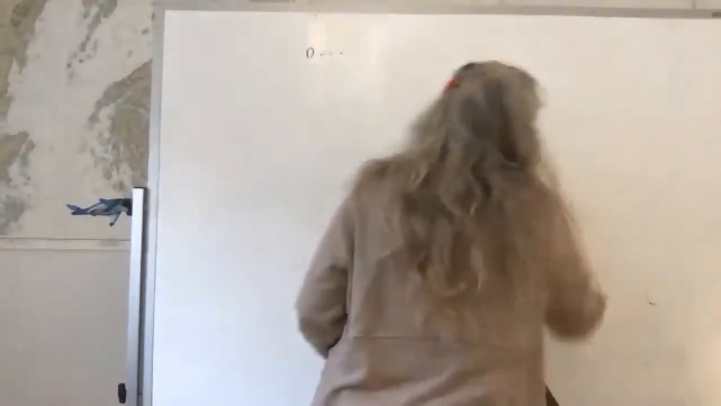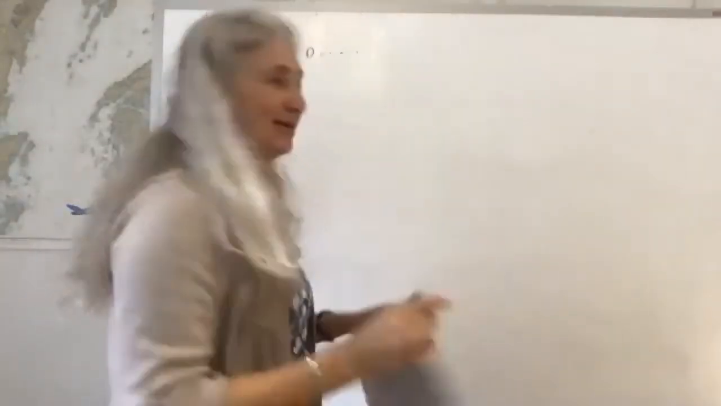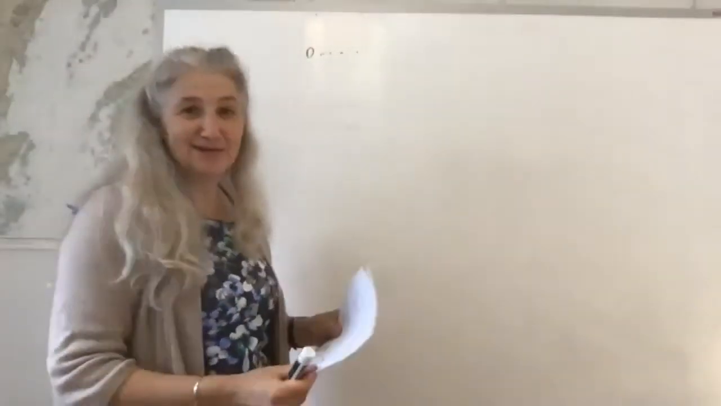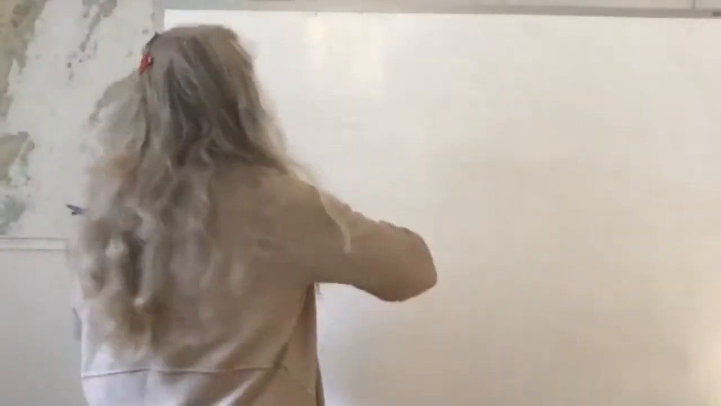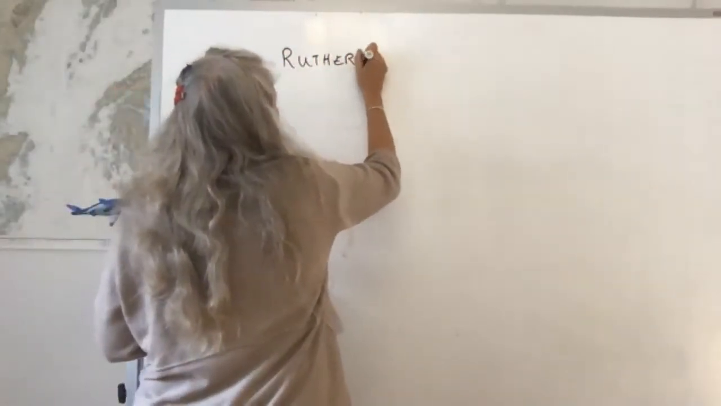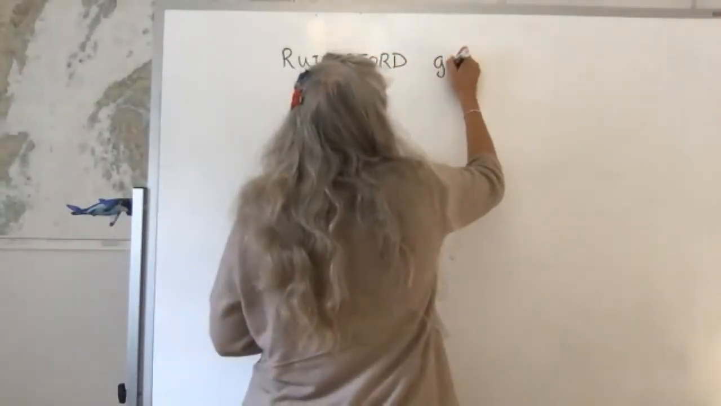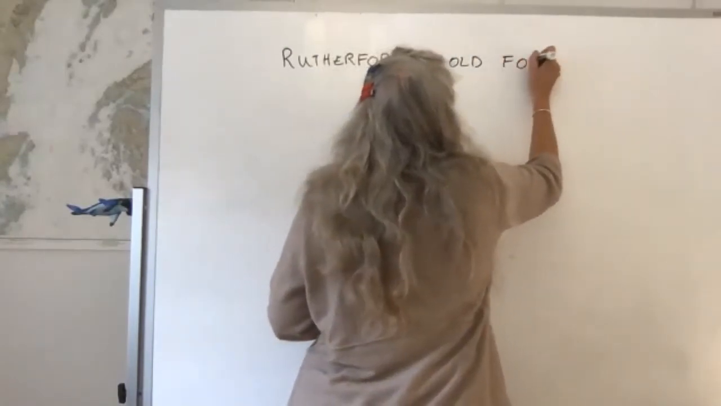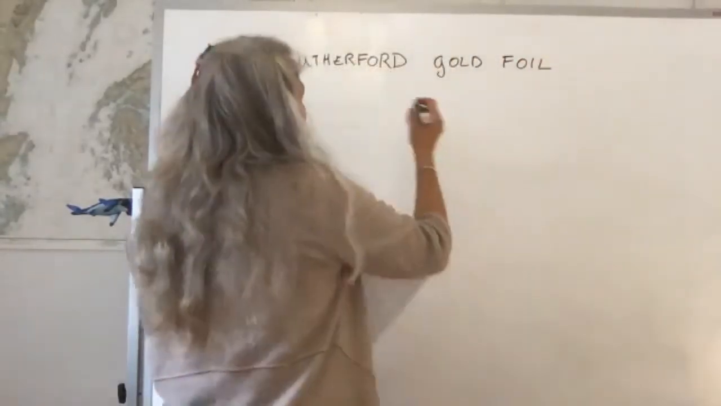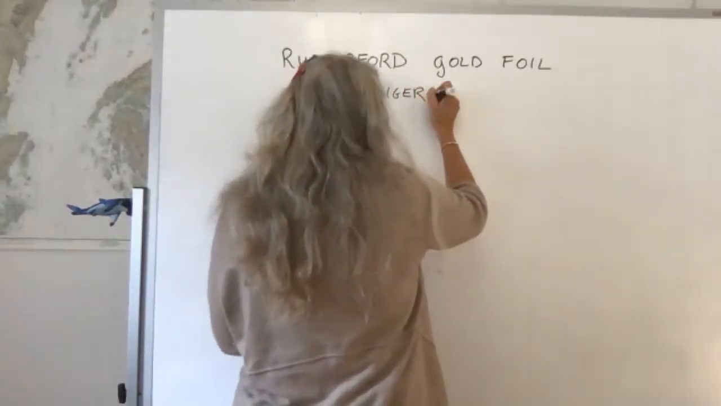Okay, so this is foundational physics here. I'll give you an example of an important experiment that was done with collisions. This is the Rutherford gold foil experiment. I think the name of the experiment is Geiger-Marsden.